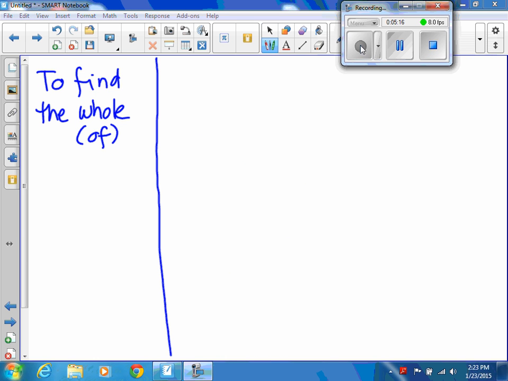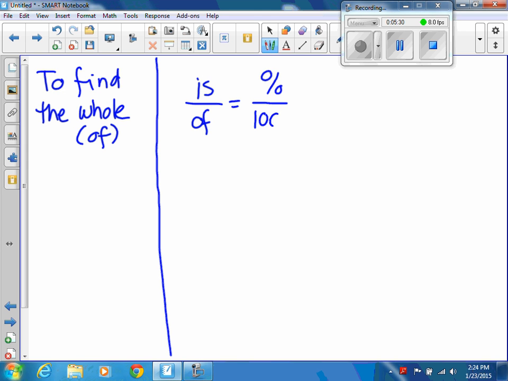Okay, now if we are doing this part of it, we're trying to find the whole, which is our of portion. Still the same formula: is over of is equal to my percent over 100. Okay, so let's use this. Let's say that we're trying to find, 36 is 75% of what?